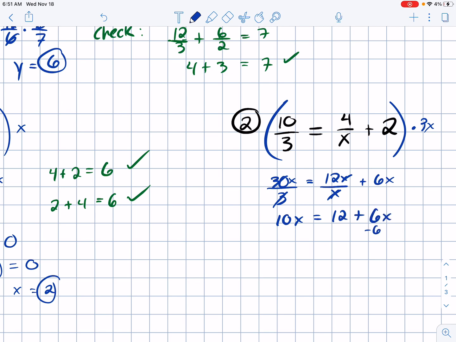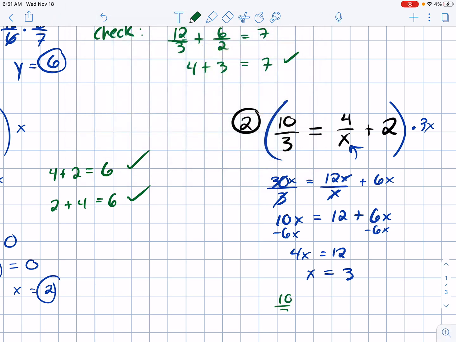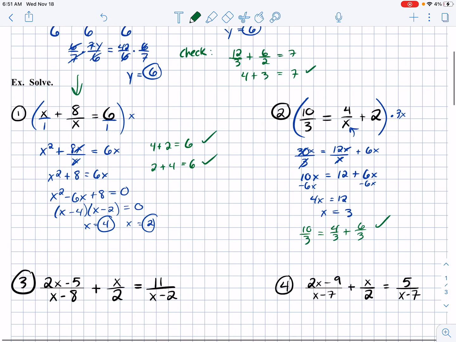Move your 6x to the same side, and we get x equals 3. Plug it in to make sure that makes sense. Right, so that would give us 10 over 3 equals 4 over 3 plus, let's rewrite 2 with a denominator of 3, 6 over 3. That does check out. Okay.